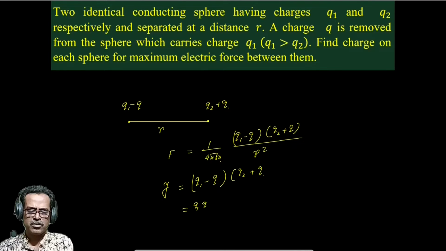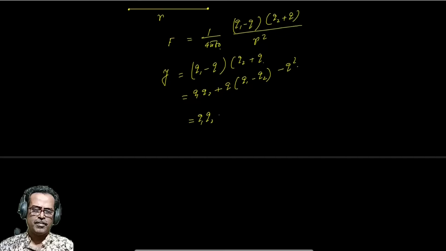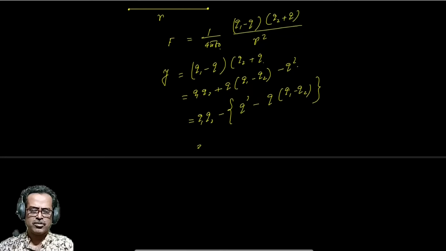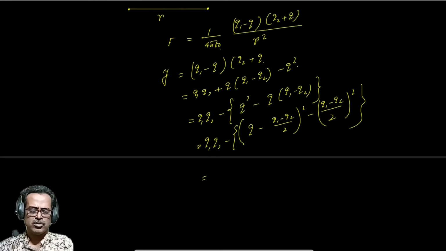q1 q2 plus q into (q1 minus q2) minus q square, which is equal to q1 q2 minus q square minus q into (q1 minus q2), which is equal to q1 q2 minus [q minus (q1 minus q2) divided by 2] whole square minus... This can be written like this: q1 q2 plus (q1 minus q2) whole square divided by 4 minus [q minus (q1 minus q2) by 2] whole square.